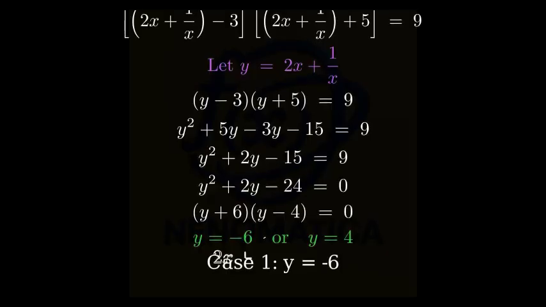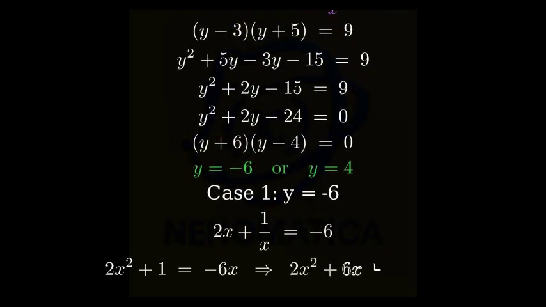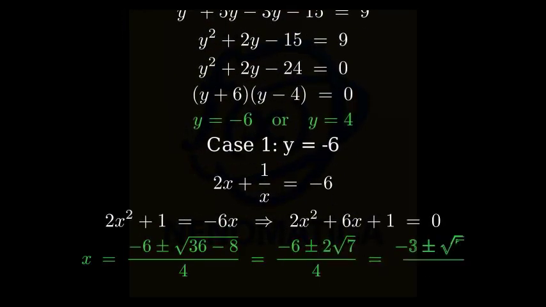That gives 2x plus 1 over x equals negative 6. Multiply both sides by x to get 2x squared plus 6x plus 1 equals 0. Solve with the quadratic formula to get x equals negative 3 plus or minus square root 7 over 2.